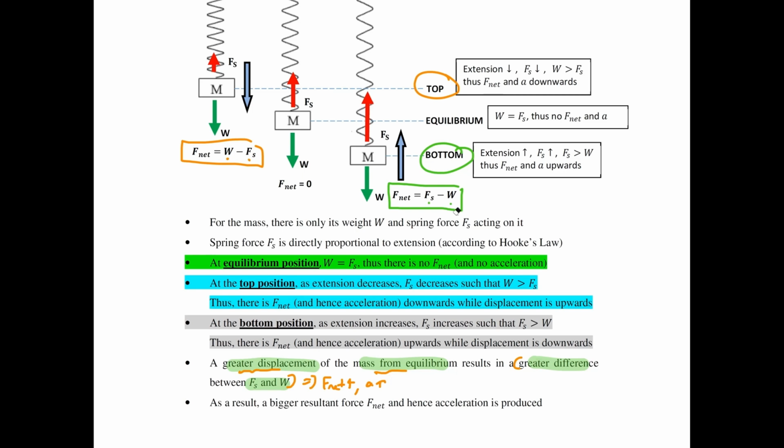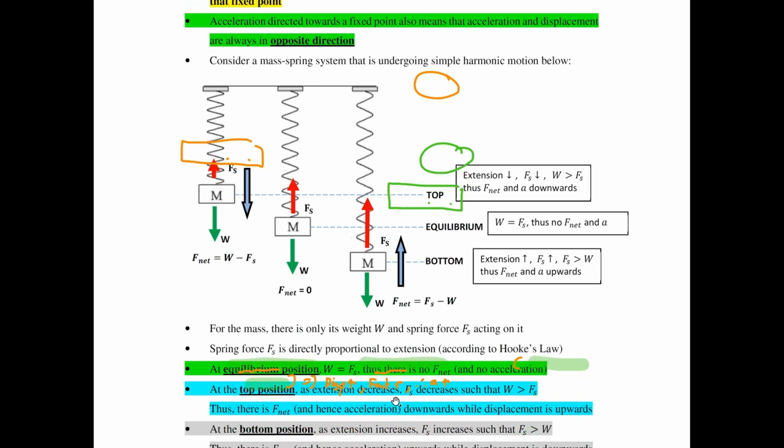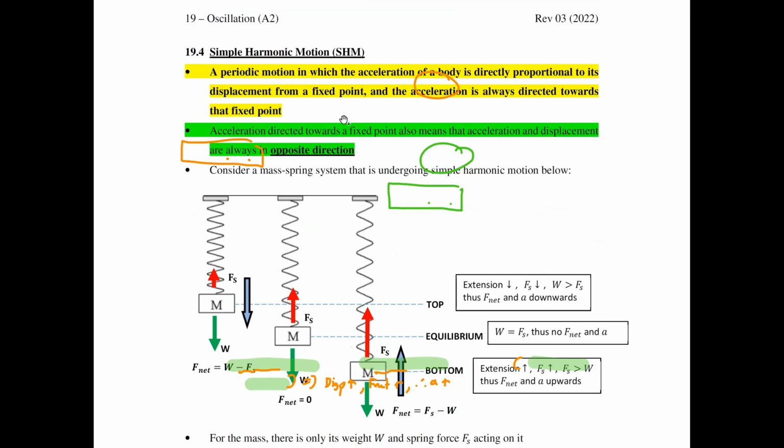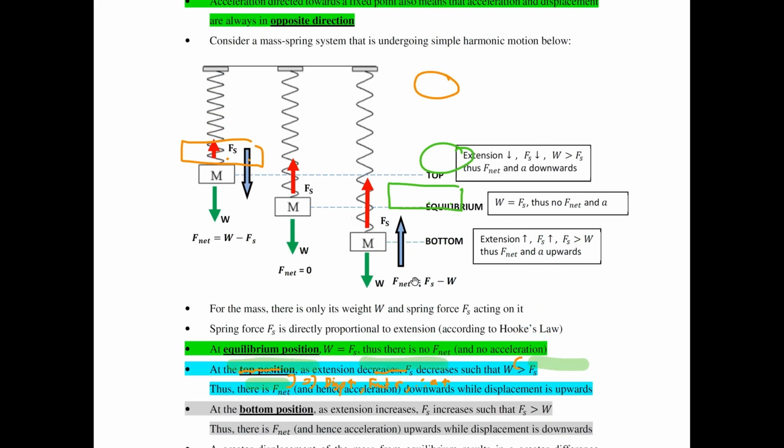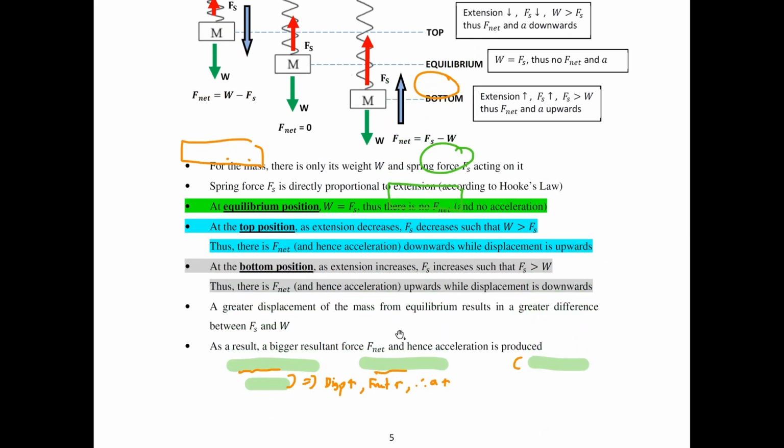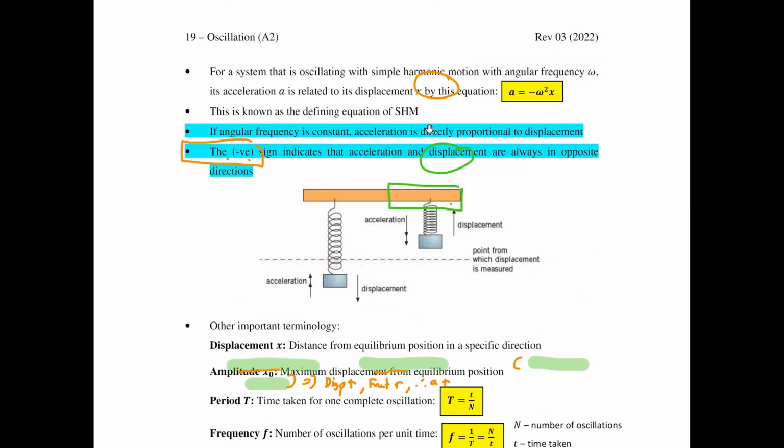Okay, so let me just rewrite this. This essentially means that when your displacement increases, your F net increases, therefore your acceleration increases. Okay, that's how you would relate it to the first statement for simple harmonic motion, which tells you that acceleration of the body is directly proportional to displacement from a fixed point. So that is why we say simple harmonic motion follows this particular criteria.